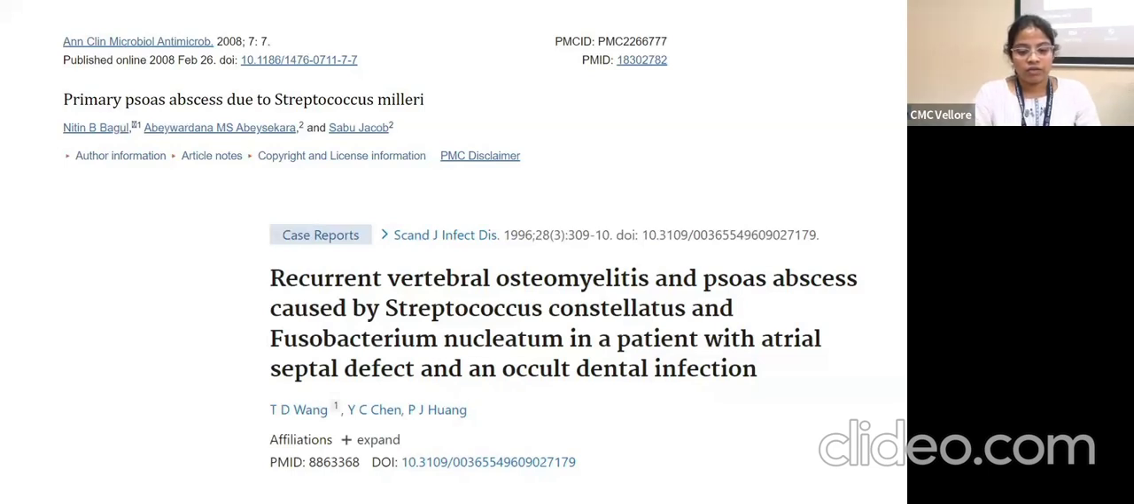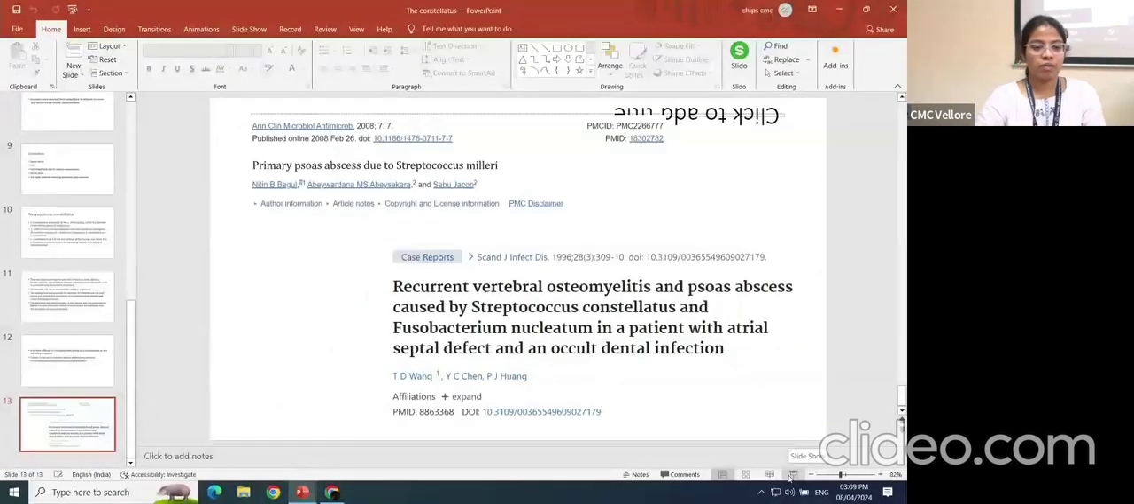The second case report is also from China. They presented with recurrent vertebral osteomyelitis and psoas abscess caused by Streptococcus constellatus, and another bacterium, Fusobacterium, was also localized at the time. The learning point from this case is how to make a diagnosis of psoas abscess, the differential diagnosis of psoas abscess, and the organisms that can cause psoas abscess.